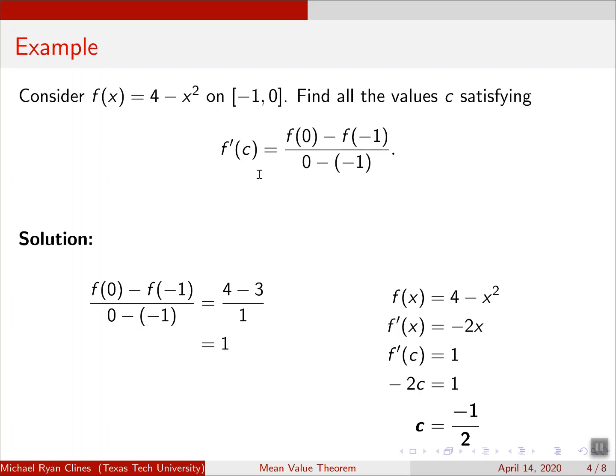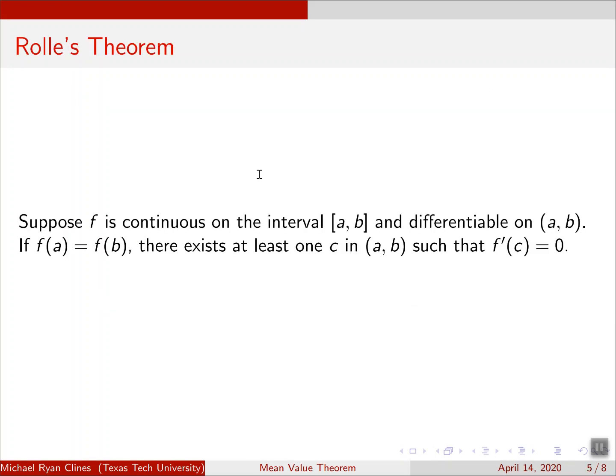Now, the mean value theorem gives us a very important and immediate consequence. It's so important, actually, it was given its own name. We call this Rolle's theorem. Here's what Rolle's theorem states. Suppose f is continuous on the closed interval a to b and differentiable on the open interval a to b. If f of a is equal to f of b, then there exists at least one c in a comma b, such that f prime of c is equal to 0.